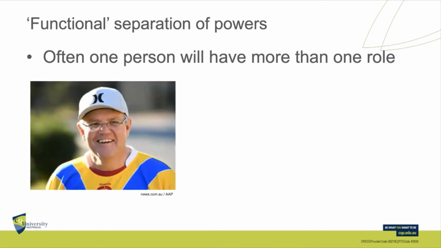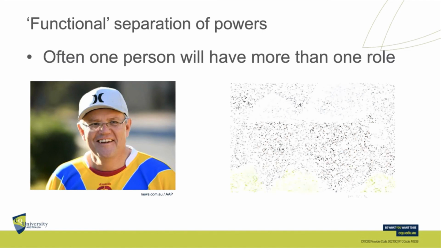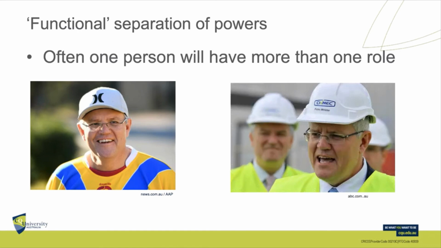So here we have Scott Morrison, the MP, part of the legislature, a member of Parliament, making law. And here we have Scott Morrison, the Prime Minister, the leader of the executive cabinet, who administers law. If you look really closely, you can even see he's got Prime Minister written on his hard hat.